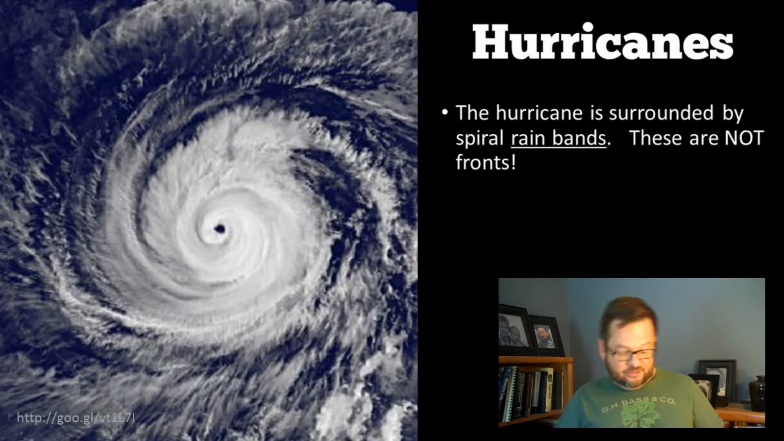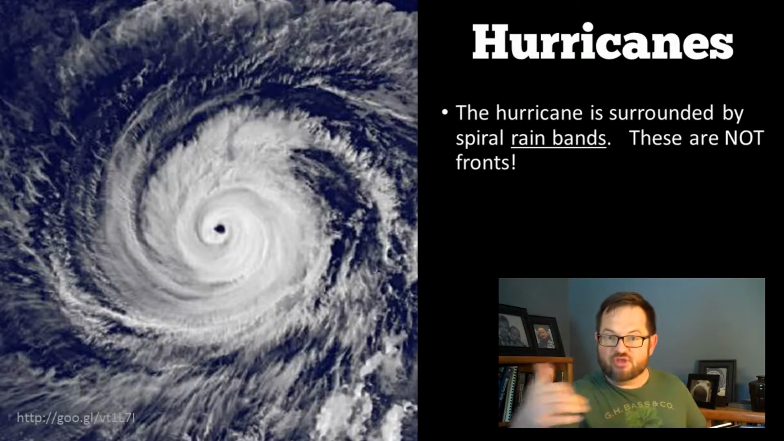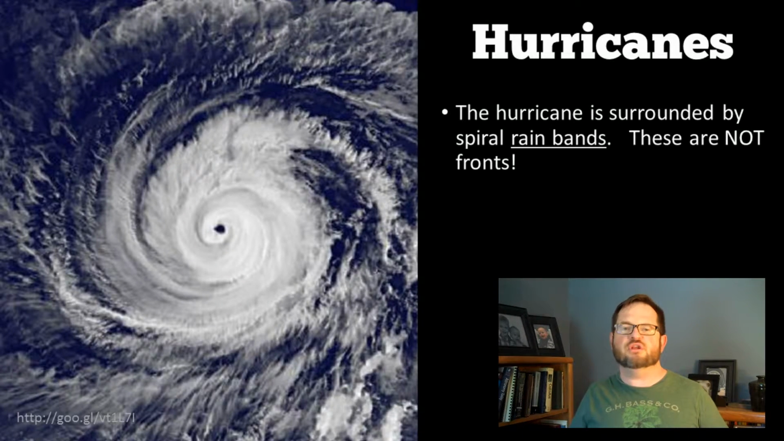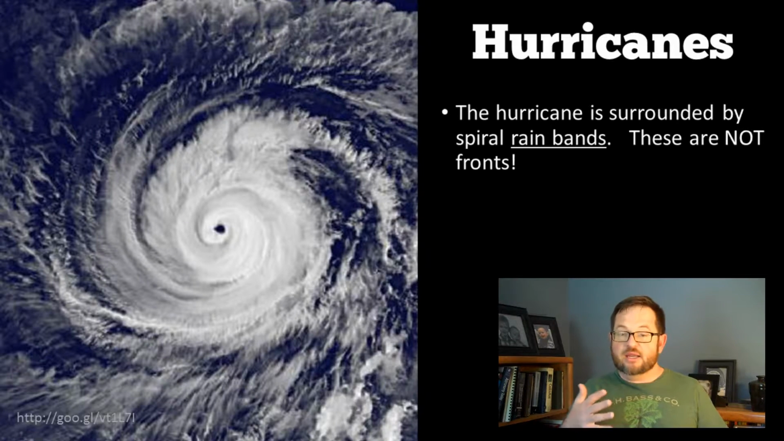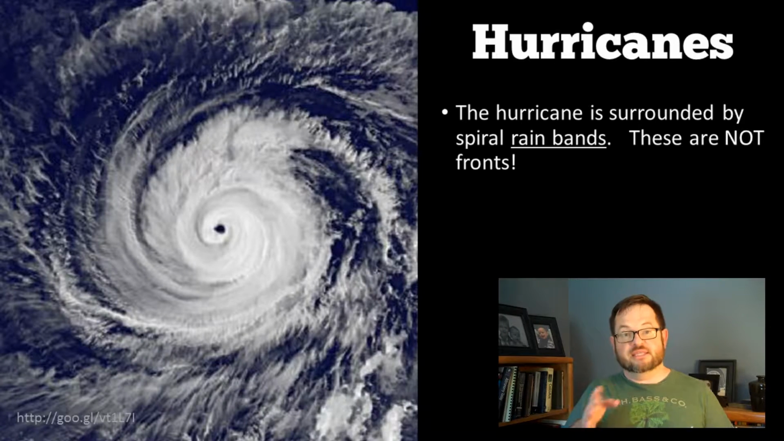In some ways, they kind of look like a front. I mean, they look like they're a boundary between air masses. Maybe the hurricane is dragging colder air from the north and pushing warmer air from the south. And no, they're not fronts at all. The weather on either side of these rain bands is the same. They're both in the same air mass. But, again, we're not talking about a mid-latitude cyclone. We're talking about a hurricane here, and this is how its features work.